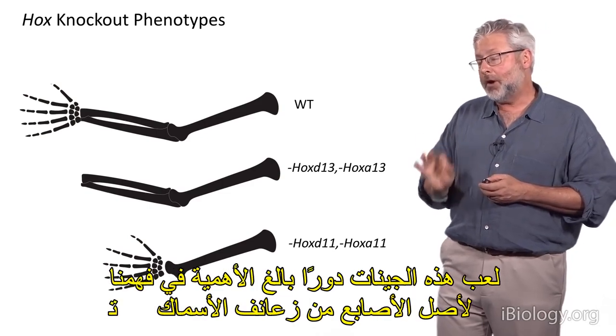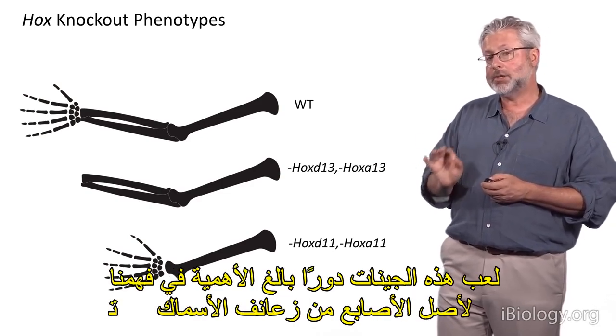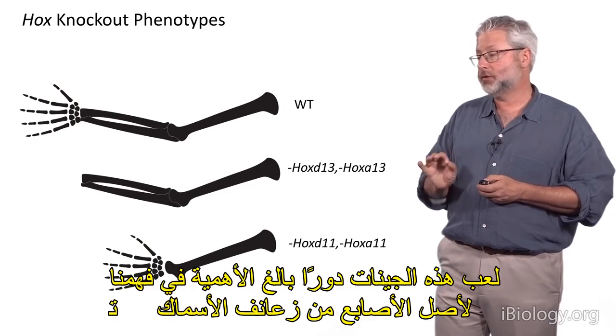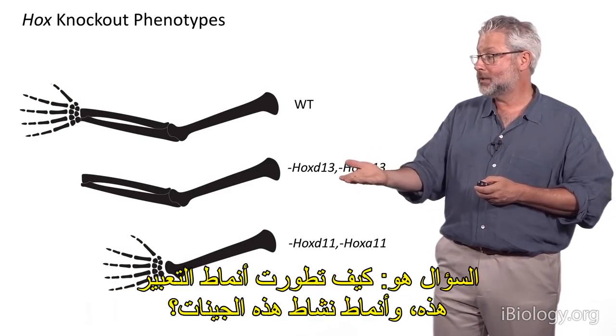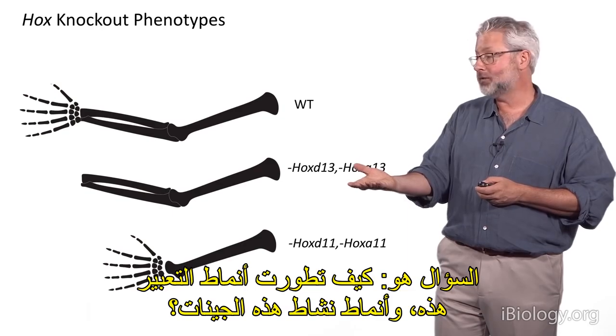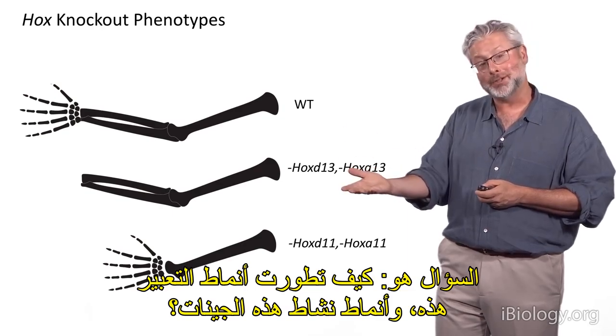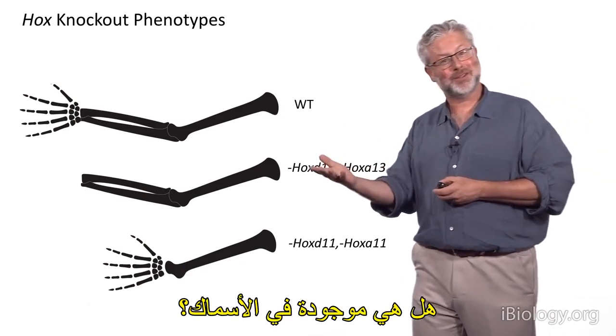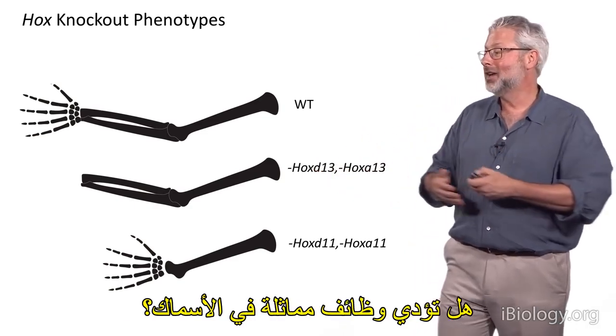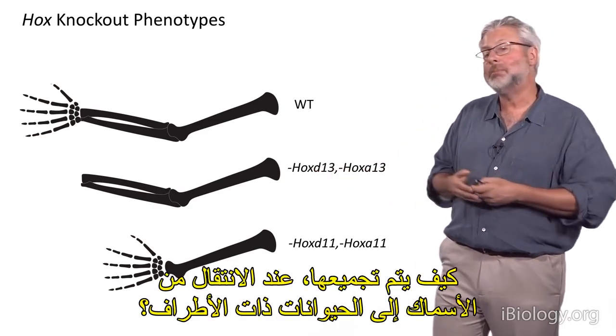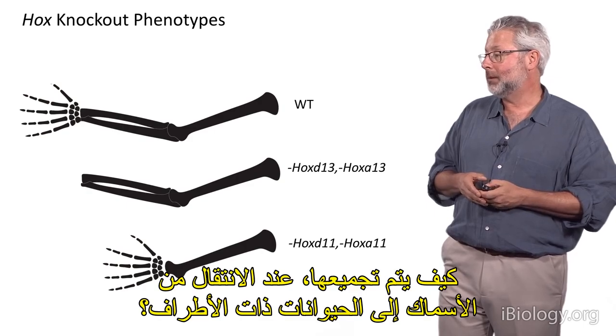They take a very, very special role in our understanding of the origin of digits from fish fins. The question is, how have these patterns of expression, patterns of activity of these genes evolved? Are they present in fish? Are they doing similar things in fish? What's involved in their regulation and their activity? How is this assembled going from fish to limbed animals?